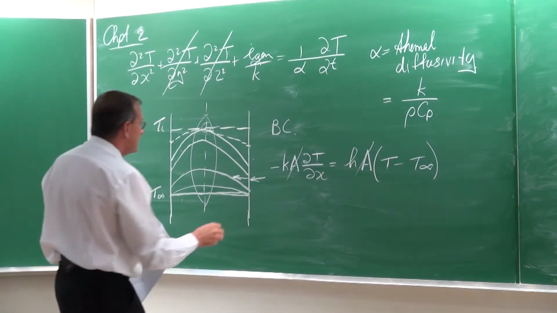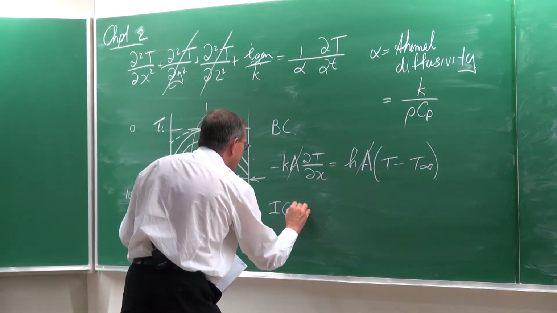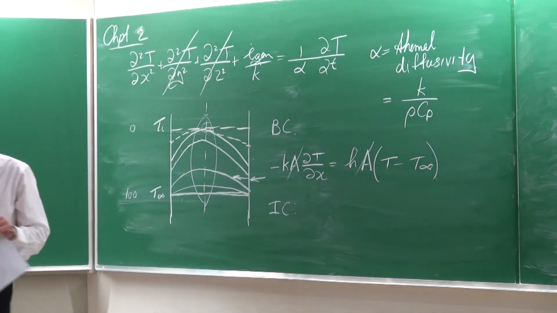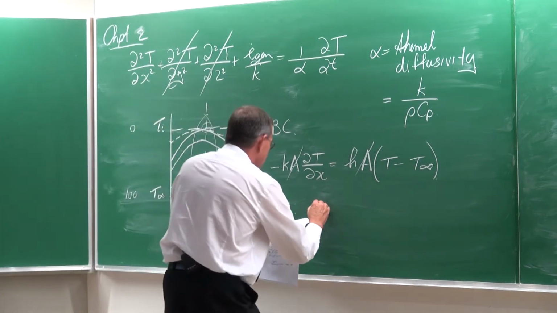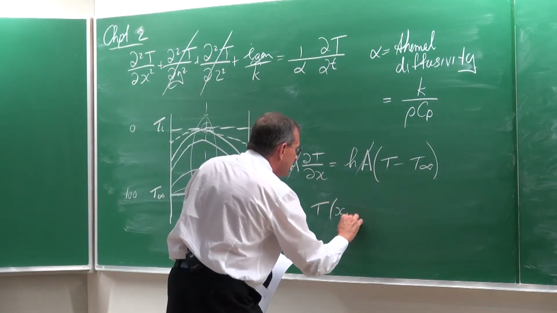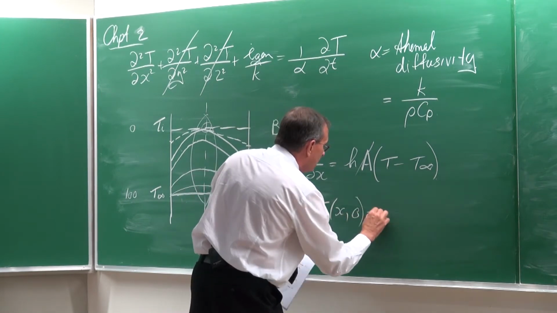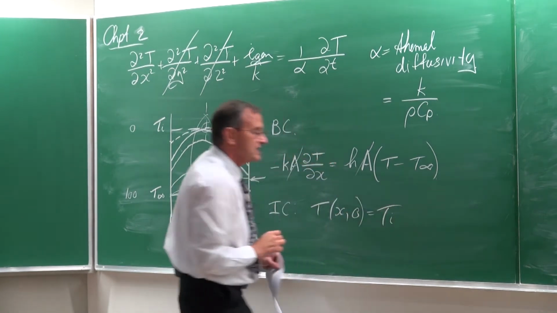And then we've got an initial condition. Any partial differential equation needs an initial condition to start with, and that initial condition is very easy, and that is that when t is equal to 0, then the temperature throughout the body is equal to Ti.